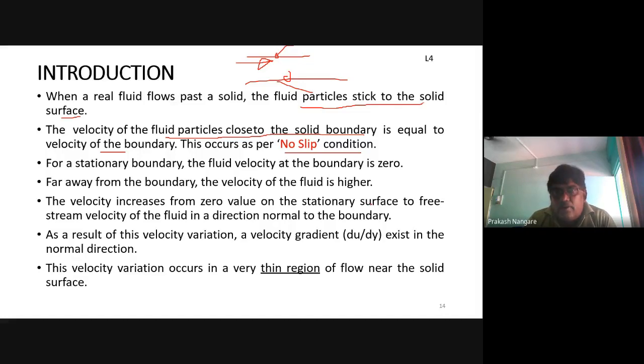Then on the stationary surface, moving to the free stream velocity of the fluid in a direction normal to the boundary, the velocity here you are observing is a maximum, and the profile of the velocity depends upon the type of flow inside the conduit. As a result of this velocity variation, a velocity gradient du by dy exists in the normal direction, and this velocity variation occurs in a very thin region.